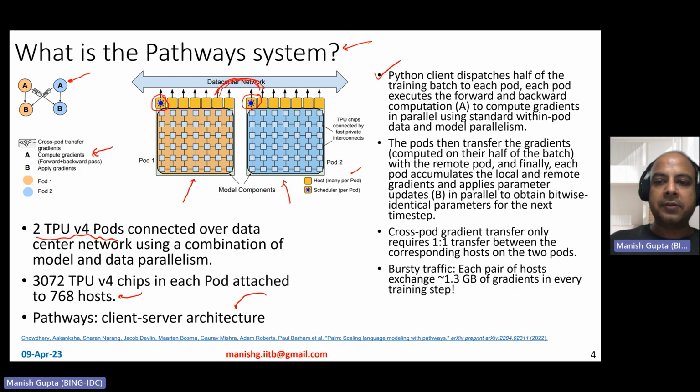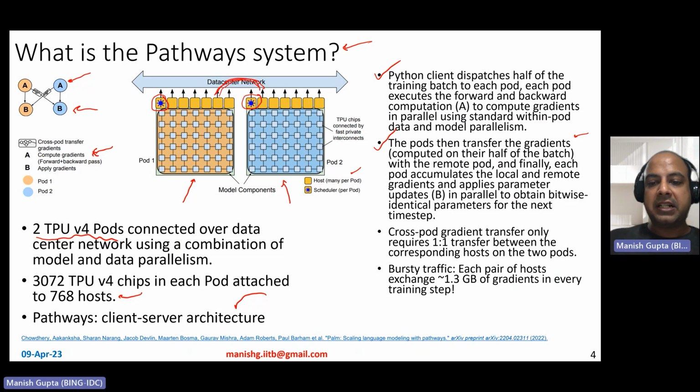But then they have to also send that partially computed gradients to the other pod. And that is why in the second part, the pods transfer the gradients with the remote pod. And finally, each pod accumulates its own computed local gradients and the remote gradients that it has gotten from the other pod to obtain bitwise identical parameters for the next time step. Once that transfer happens, process B kicks in, transfers gradients to the remote pod, and then updates happen.